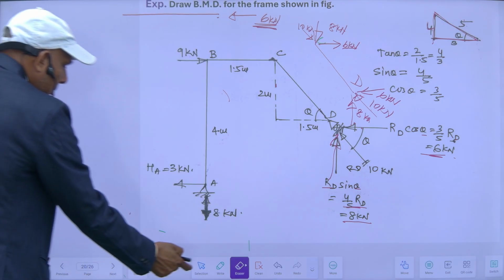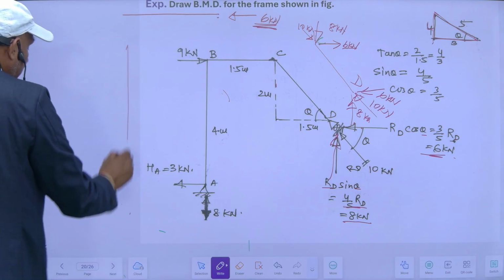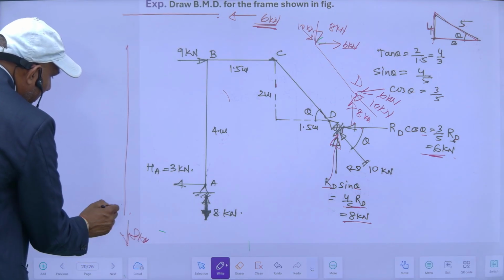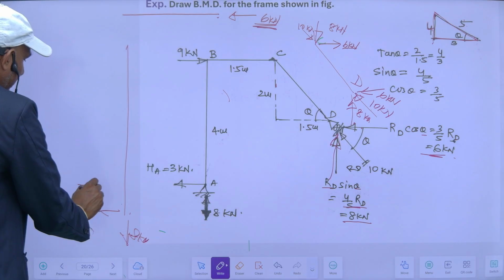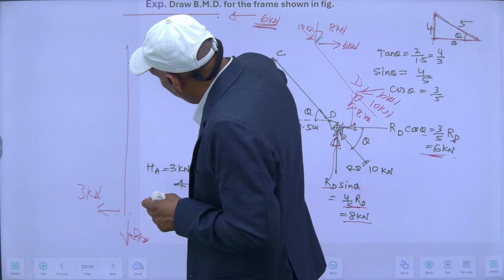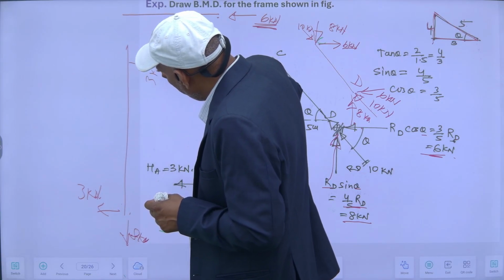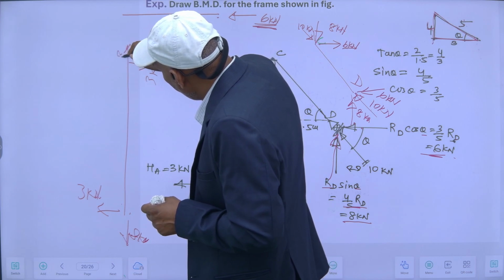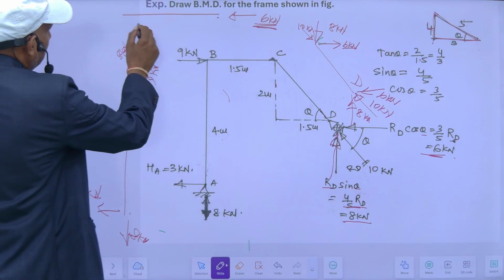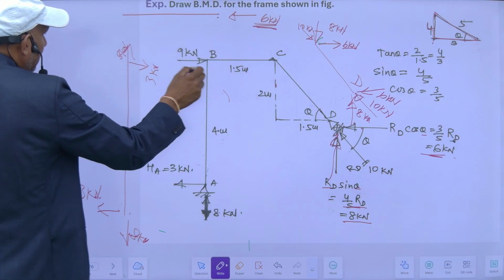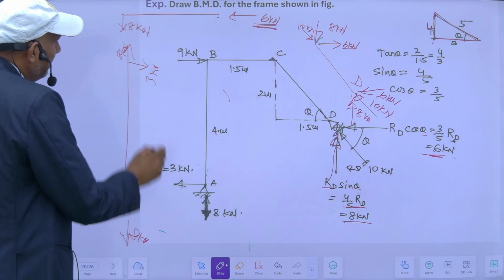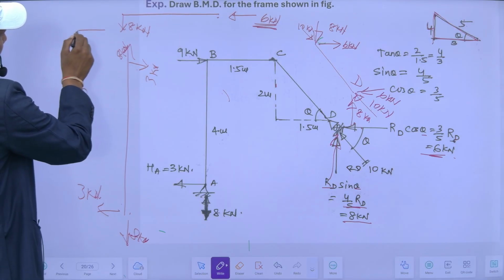It will be like this. So this is 8 kilonewton, this is 3 kilonewton. So obviously it will be here from this side 3 kilonewton and this will be upward 8 kilonewton. If I see from this position for this BC portion, it must be downward 8 kilonewton and this will be opposite of this. So this will act here in this direction 3 kilonewton.